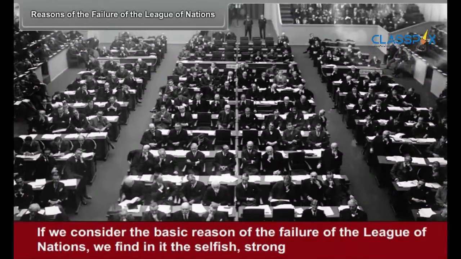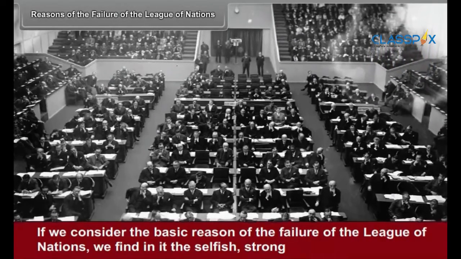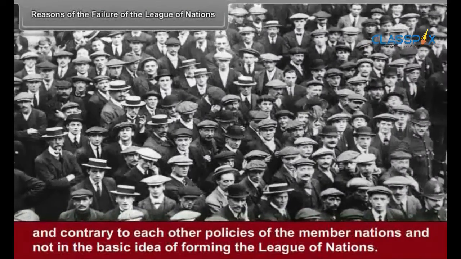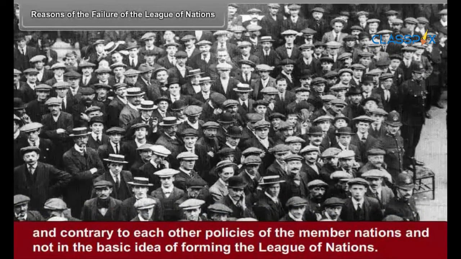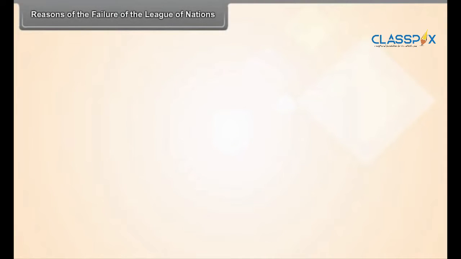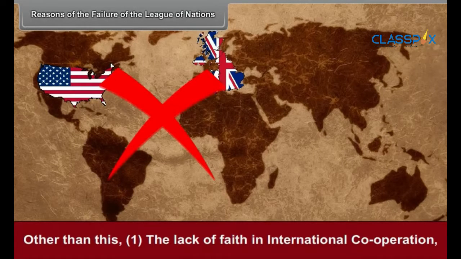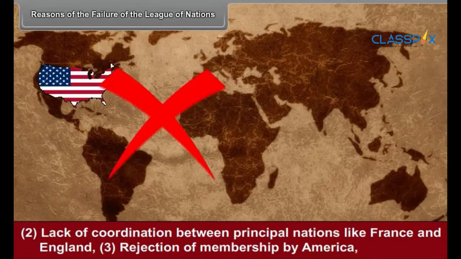If we consider the basic reasons for the failure of the League of Nations, we find them in the selfish, strong, and contradictory policies of the member nations, and not in the basic idea of forming the League of Nations. Other than this, first, the lack of faith in international cooperation. Second, lack of coordination between principal nations like France and England.